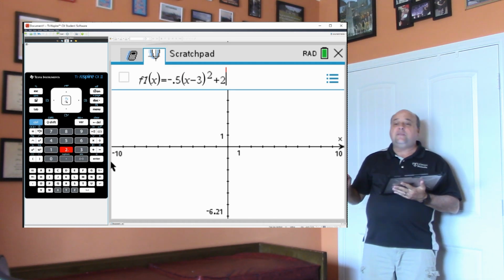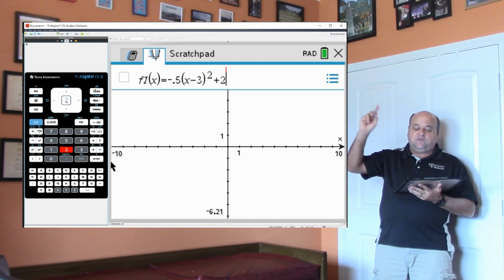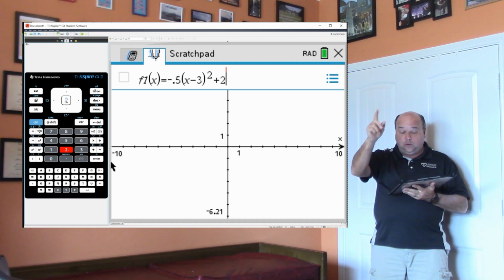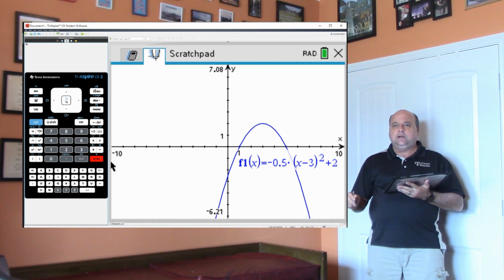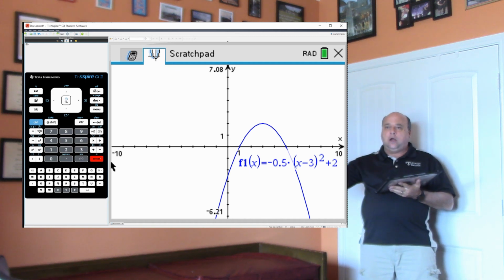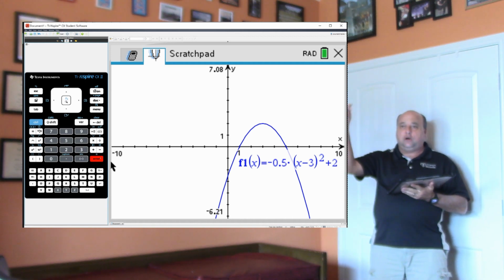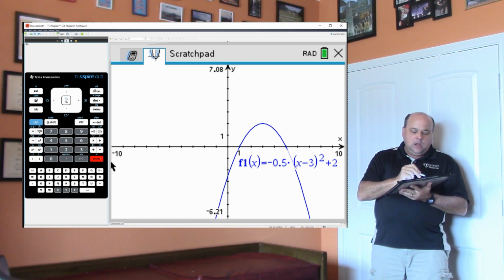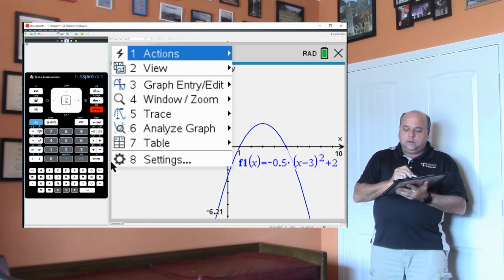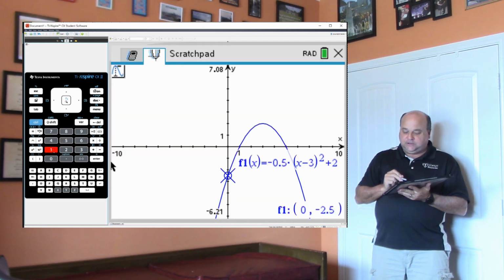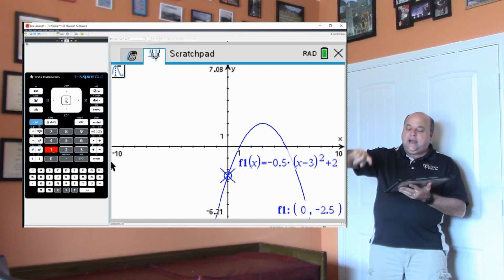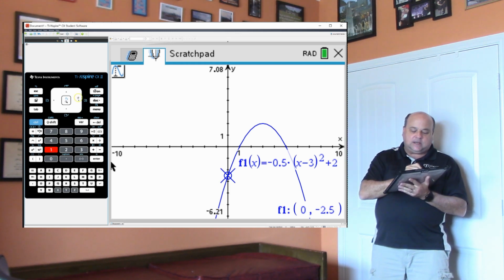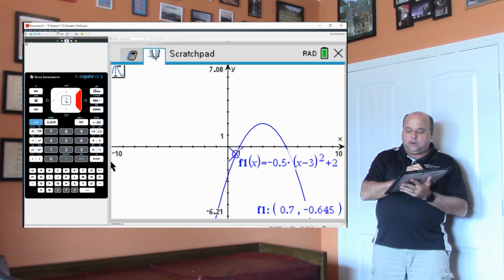Later on, you will learn that this is vertex form. My vertex is going to be 3, 2. You'll learn that next week. Hit Enter, and I get this parabola. Now the domain will be all real numbers. I need to trace to the vertex. So I'm going to hit Menu, Trace is 5, and then 1 is Graph Trace. Notice 0, -2.5 is my y-intercept, and I'm going to trace up until I get to the top, and it's going to say maximum.